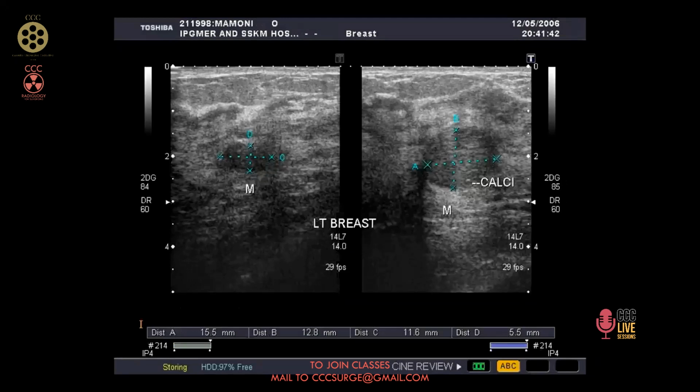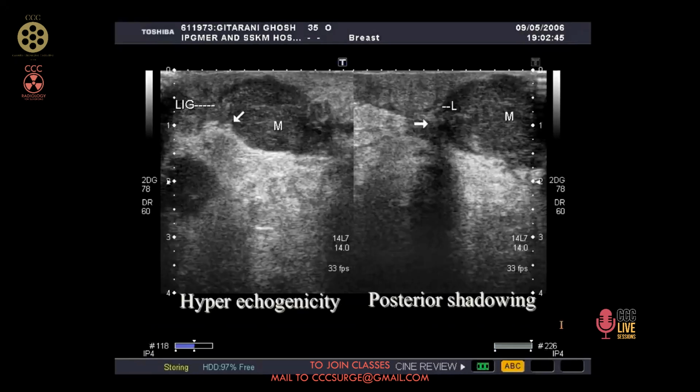Now this is another question. So in malignancy, sir, the posterior acoustic shadowing is because of calcifications. We can think like that, sir. Yeah, you can always think like that.